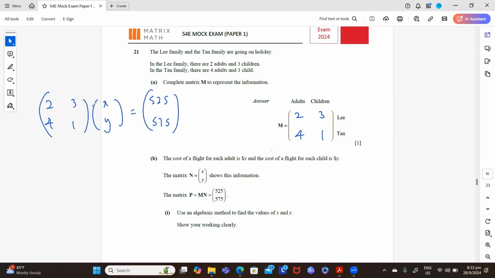Okay, so multiply, so 2 times x will give you 2x, 3 times y will give you 3y. So this should give you 525. Okay, you write this as a matrix first, right? I think it's best to write it like that. Next one, 4 times x is 4x. Then 1 times y is y. So this will give you the matrix 525, 575.